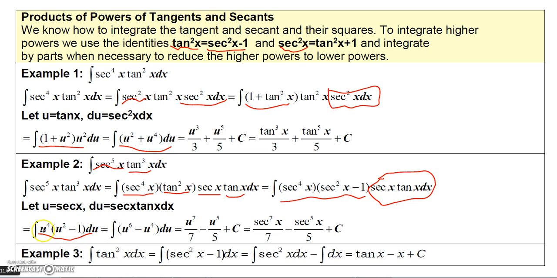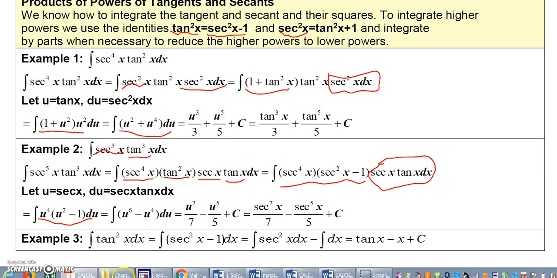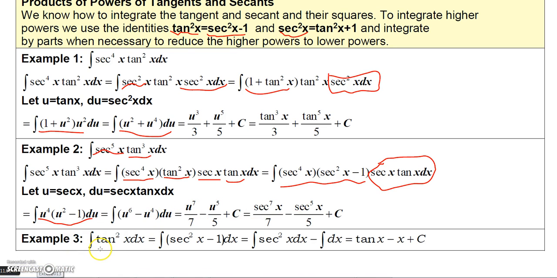And then do like I did up there, distribute. I get u to the sixth minus u to the fourth, then integrate that using the power rule, and at the end go ahead and replace u with your substitution secant x. And so you get secant x to the seventh power over 7 minus secant x to the fifth power over 5 plus a constant.